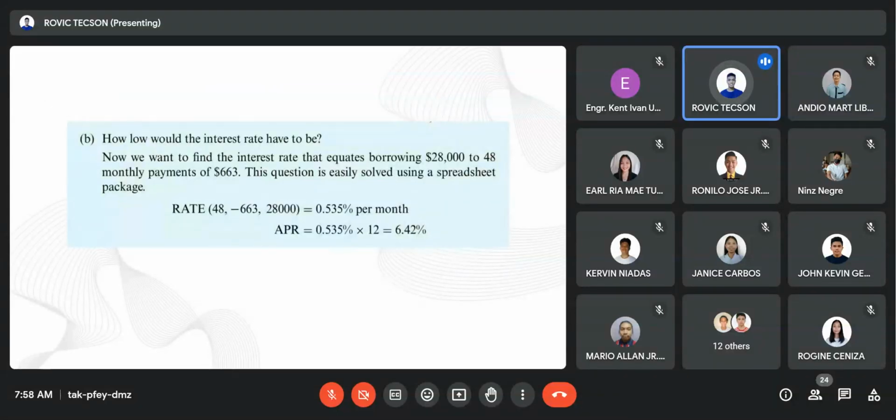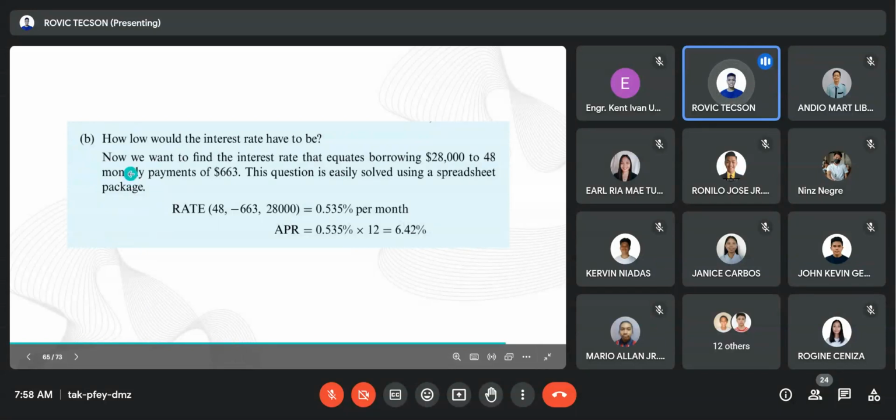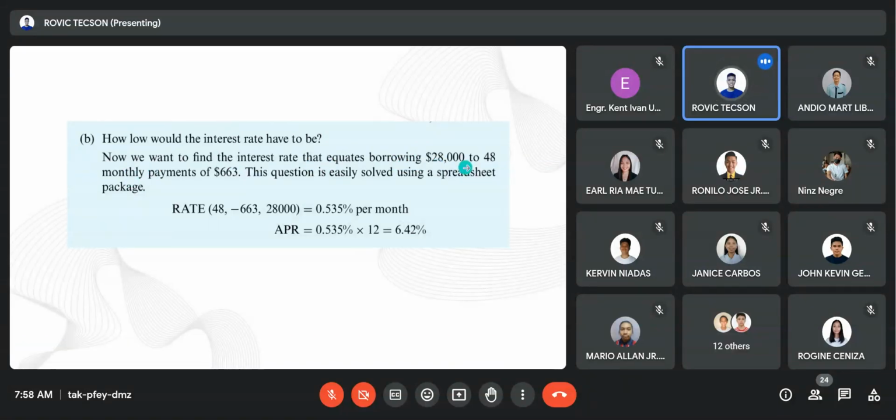Next is how low would the interest rate have to be? Now we want to find the interest rate that equates to borrowing $28,000. This question is easily solved using a spreadsheet package. In the spreadsheet we use the rate formula, where 48 is our number of periods, $663 is the payment, and $28,000 is our principal. So we come up with 0.535% per month, which if we multiply by 12, we get the annual percentage rate of 6.42%.